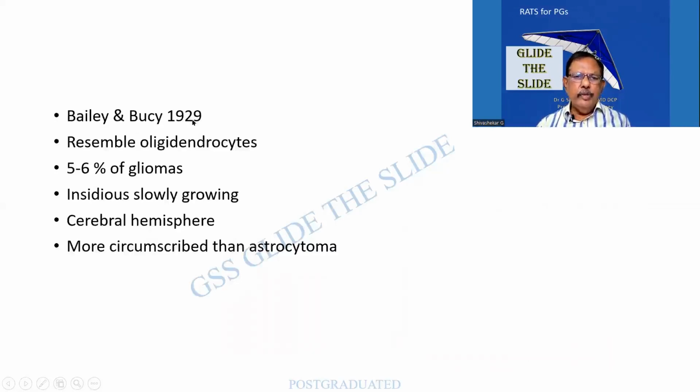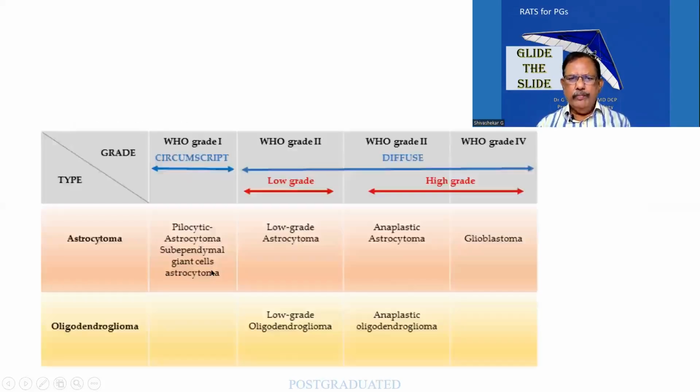Described by Bailey and Bucy in 1929. So, it resembles the oligodendrocytes, 5 to 6% of the gliomas. Insidious in onset, slow growing. But because of it, there will be the pressure effects, that can be headache and convulsions. Cerebral hemisphere is the most common site, and it is more circumscribed than the astrocytoma.